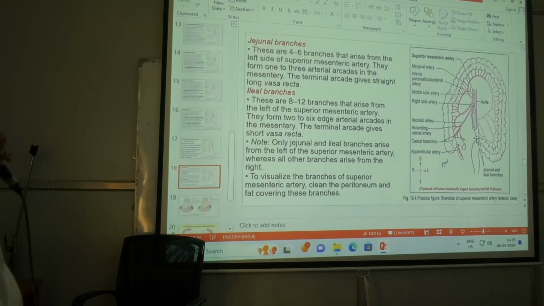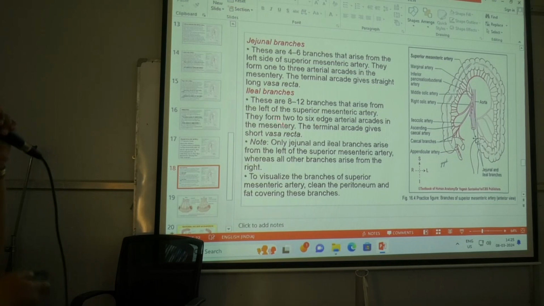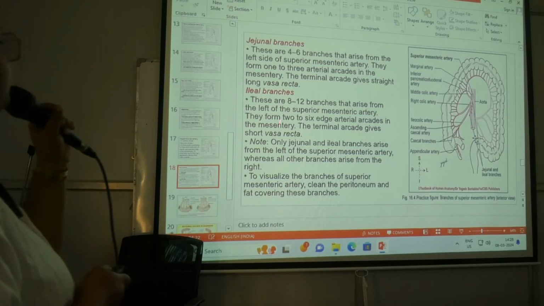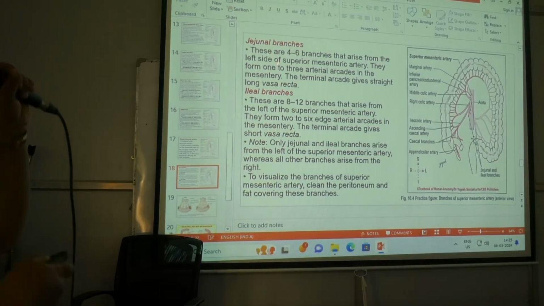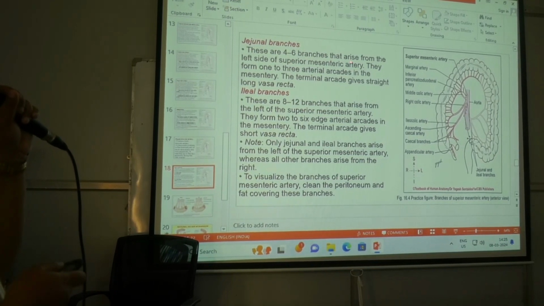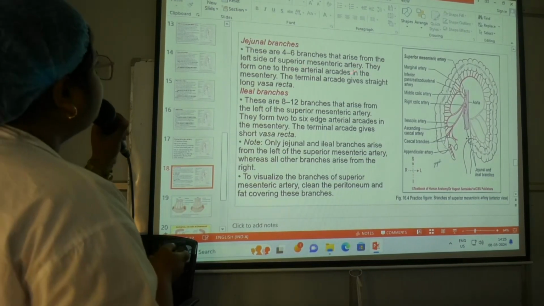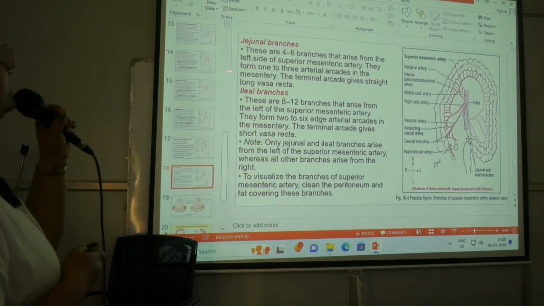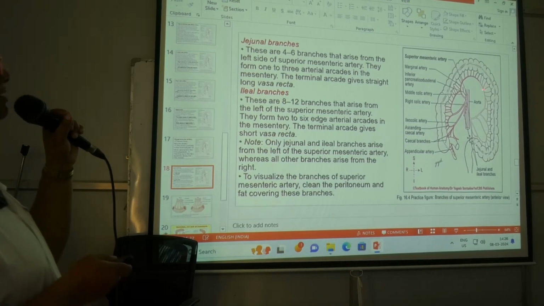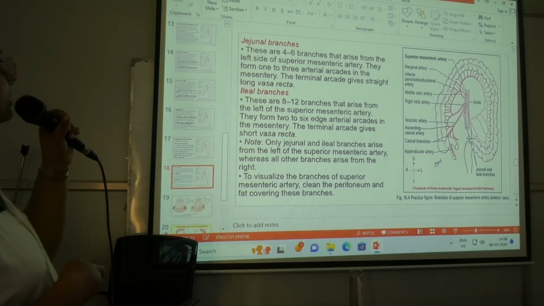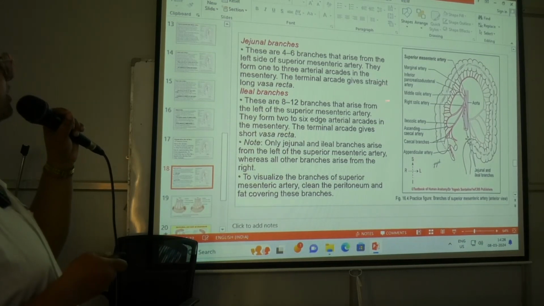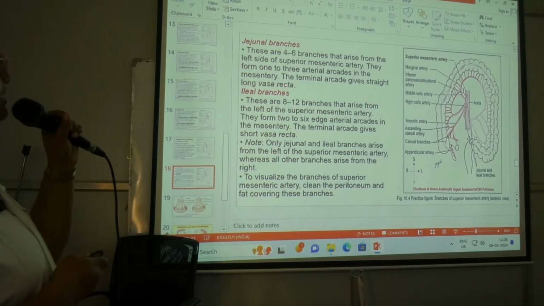Next is jejunal and ileal branches. On this side, these are the jejunal and ileal branches. You have seen them also in the previous picture. So jejunal branches, these are 4 to 6 branches, and they arise from the left side of the superior mesenteric artery, and they form 1 to 3 arterial arcades in the mesentery. The arterial arcades you will see here, and the terminal arcade gives straight long vasa recta.